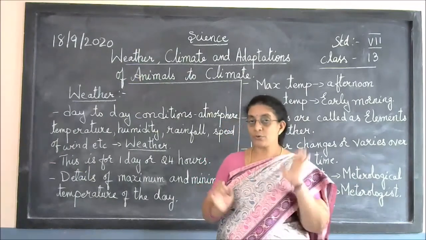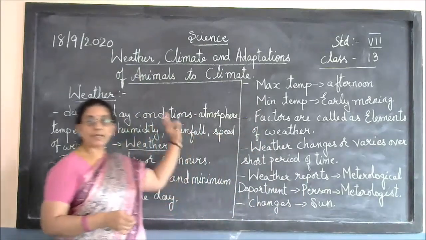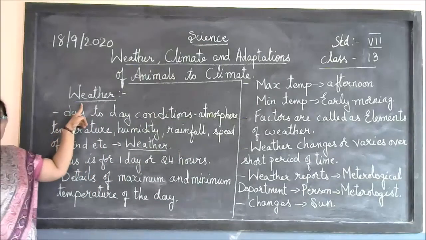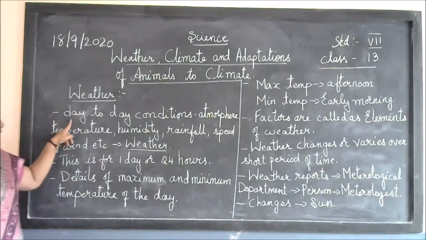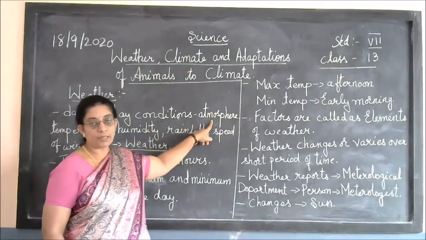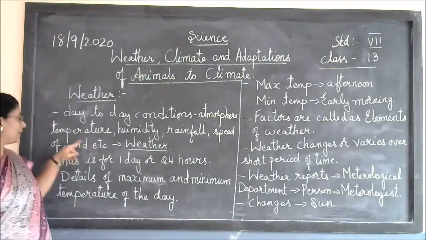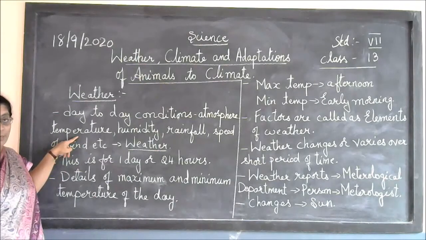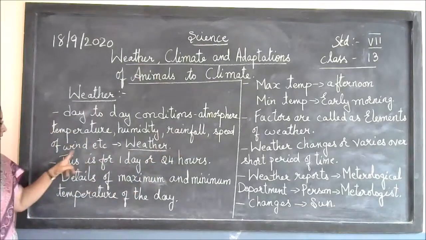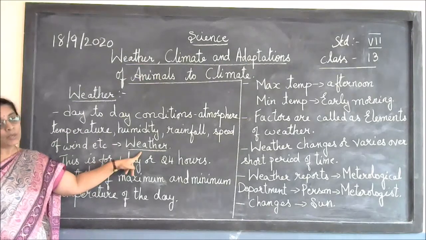So I have written a few points on the board, so I'll just read it out to you. You can just listen and understand what I have written. First I have written about the weather. The weather is the day-to-day conditions in the atmosphere. What are the changes that take place day to day in the atmosphere? That is regarding the temperature, humidity, rainfall, speed of wind, etc. All these put together are called weather.